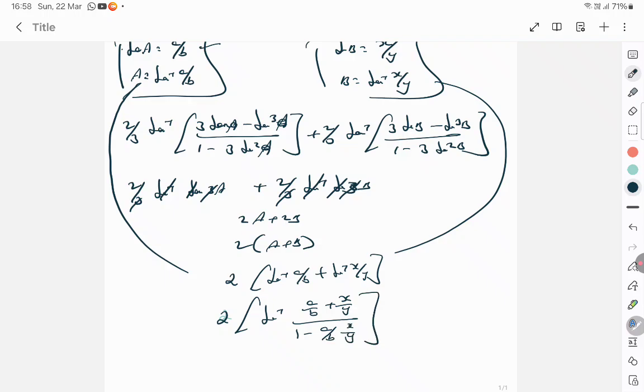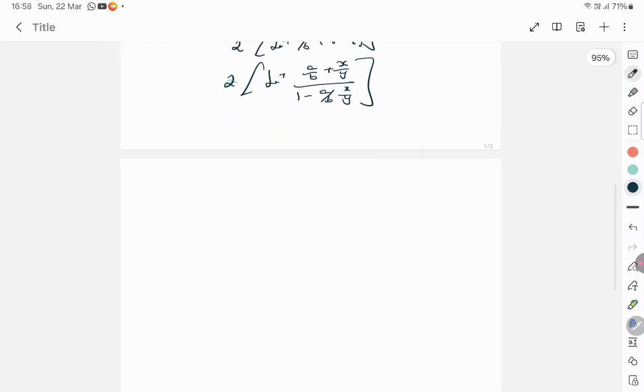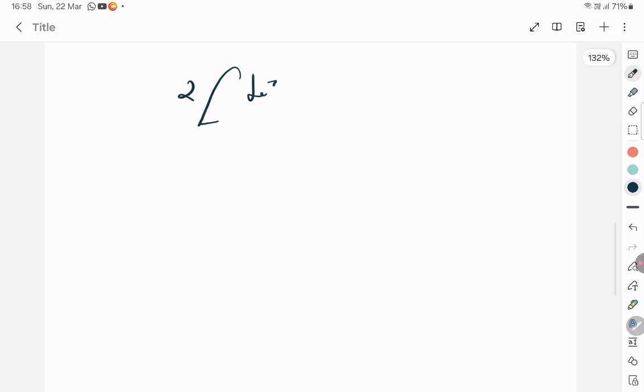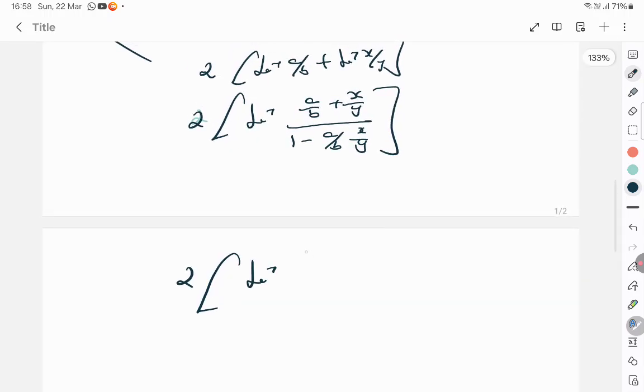The next step is to take the LCM. When you take the LCM for this, it's 2 into tan inverse of, by is the LCM, so it's ay + bx. The numerator's denominator is also by, the denominator's denominator is also by, and by get cancelled. So you get by − ax.